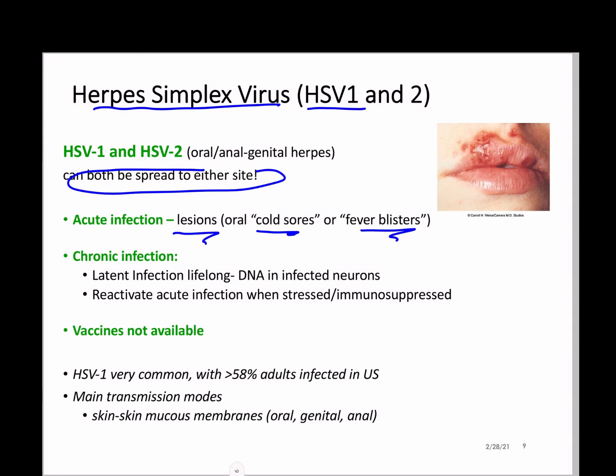In a chronic infection, where there's latent infection where the DNA is inserted into our DNA, the specific cells that are being infected are neurons. Then when someone's immunosuppressed or stressed or any other reason that causes the host cell to reactivate expression of the viral genes, lesions can then reappear. We don't have any vaccines for herpes simplex virus, and it's very common. When they just measure HSV1, over 58% of adults in the US are infected, and that's because it's pretty easy to spread. All it needs is skin-to-skin mucous membrane contact when someone is having an outbreak.